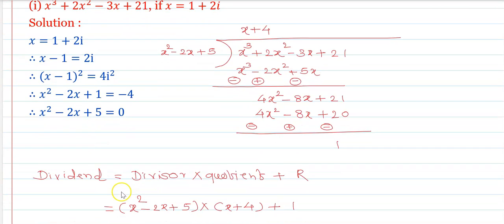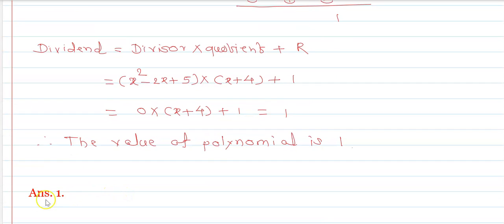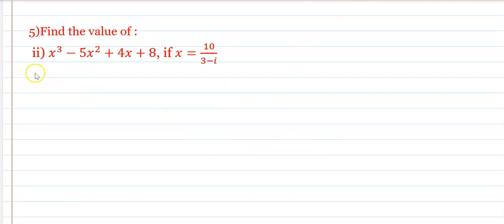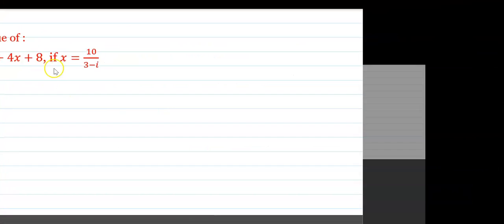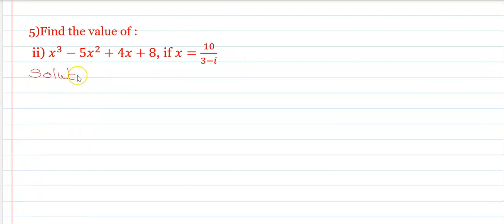when x is equals to 1 plus 2r. Now the next problem is the solution. Okay, the polynomial x cube minus 5x square plus 4x plus 8 is divided by r if x is equals to 10 upon 3 minus I.